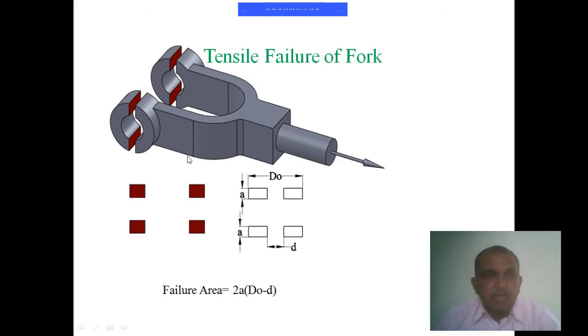Here A is the thickness of the fork, D is the diameter of the pin, and D suffix O is the outer diameter of the collar of the fork. Based on that, you can find the cross-sectional area. The total cross-sectional area is twice A in bracket DO minus D. By using that, you can find the outer diameter or the thickness of the fork, using the equation sigma T is equal to force divided by twice A in bracket DO minus D.